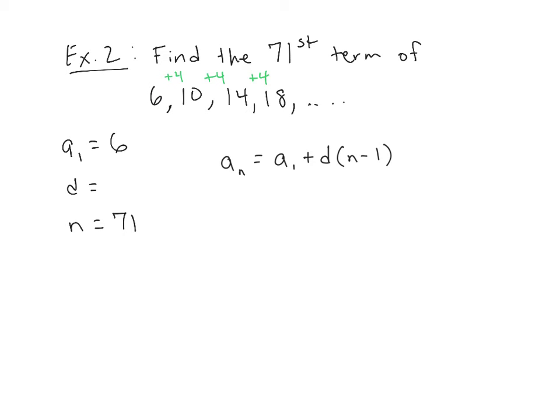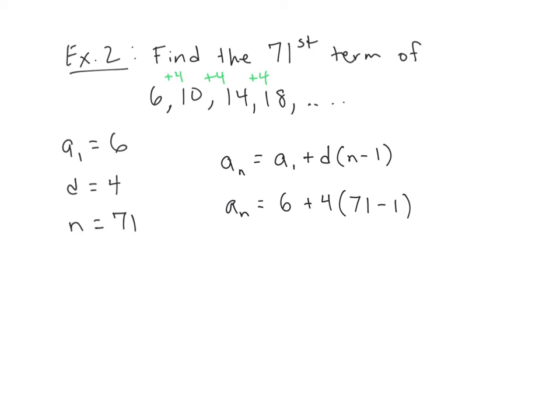Yeah, so my common difference, I'm adding 4 to get to the next term. 6 plus 4, 10 plus 4, 14 plus 4, and so on. So my common difference would be 4. Now that I have these three values, I should be able to plug them into the formula and solve it out for my nth term. So an should be equal to 6 plus 4 times 71 minus 1. Go ahead and work that out, solve out the right-hand side for the 71st term, and enter your answer when you're ready.